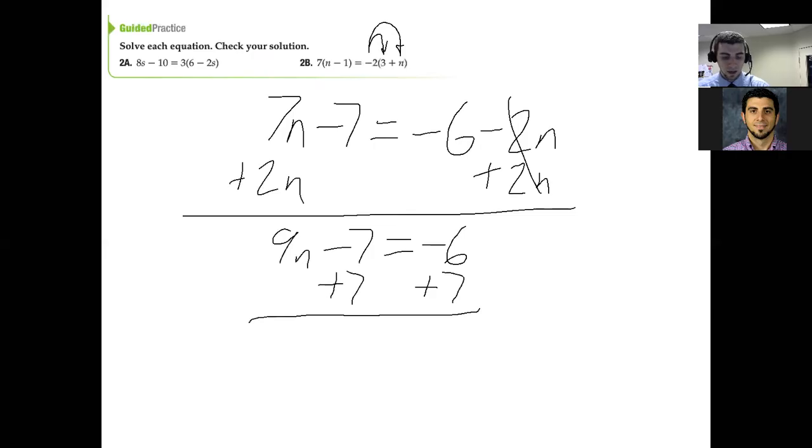Okay, now here you have -6 plus 7. You're adding numbers with opposite signs, so you subtract the number, keep the sign of the larger. So that would be 1 equals 9n.